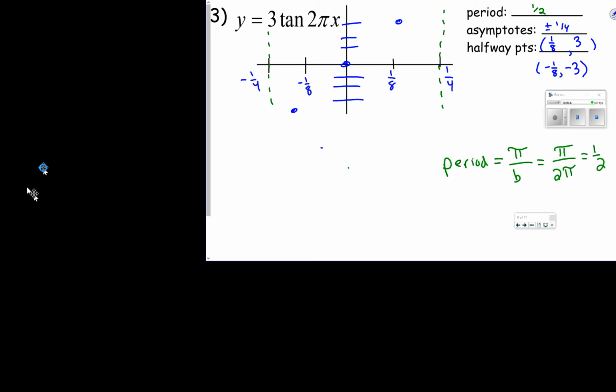And you'll always go through 0, 0, tangent graphs. Where is your tangent graph? Make it as nice as you can. Get as close to your asymptote as you can. I'm not always super good at drawing these.